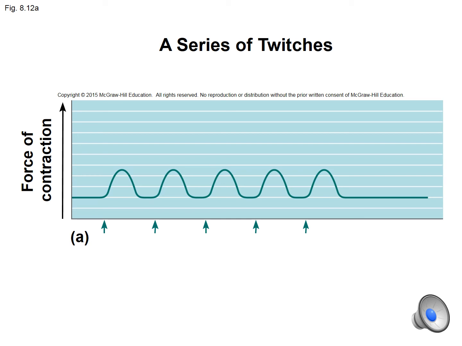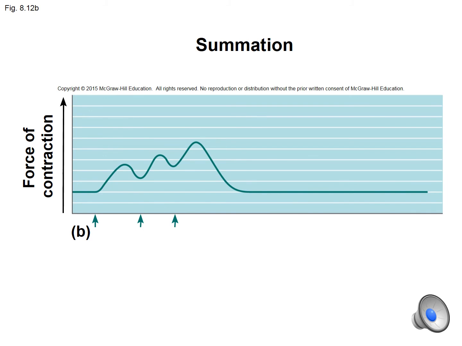This is demonstrating that for a given muscle or a given muscle cell, the force of contraction is always going to be the same. So what about if we need the force of contraction to be stronger? Well, then we need to recruit more muscle fibers, or what's called summation. Summation happens because more muscle fibers are recruited, but also because we are having stimuli more frequently.